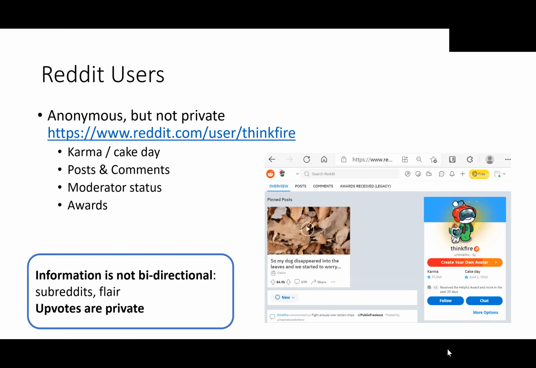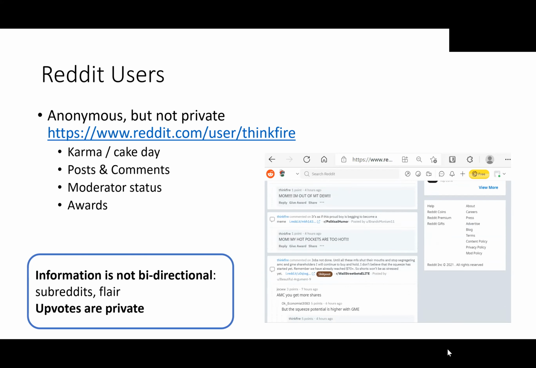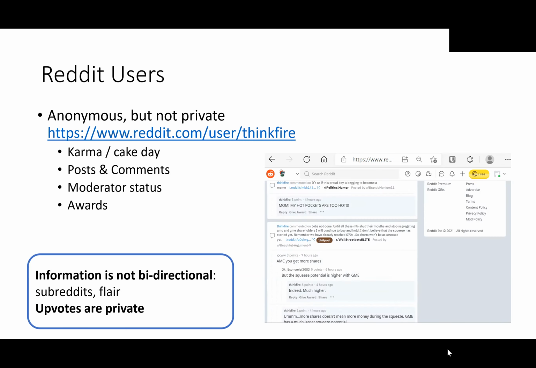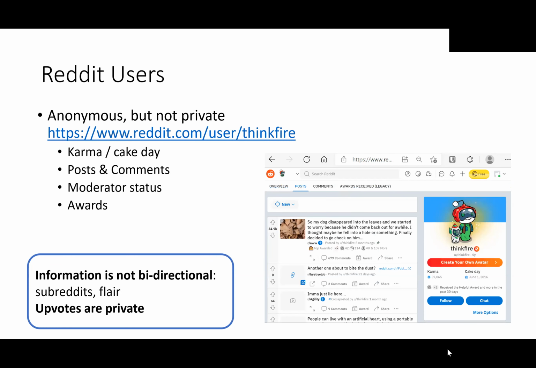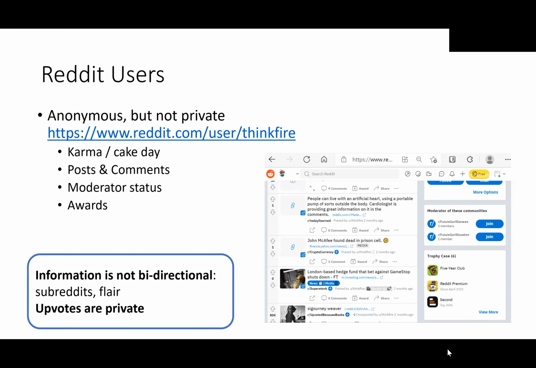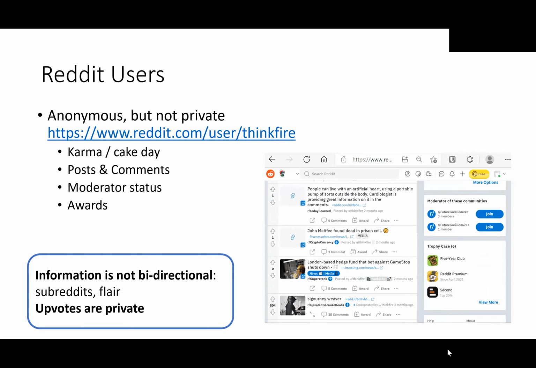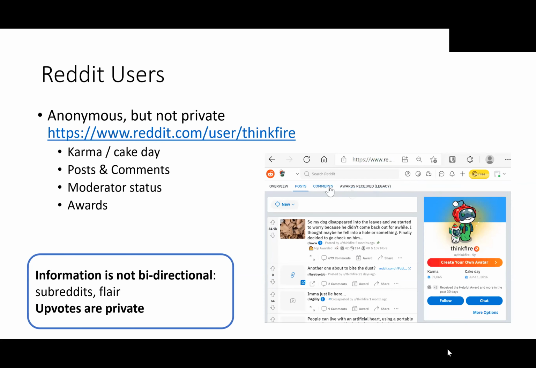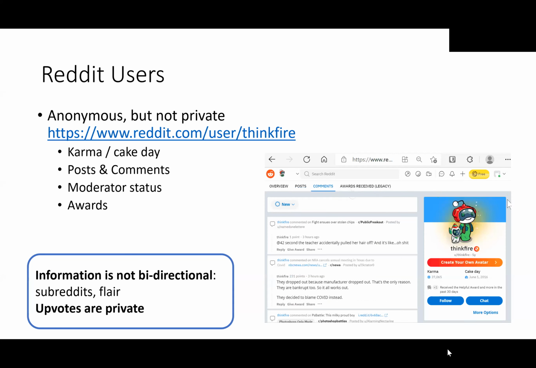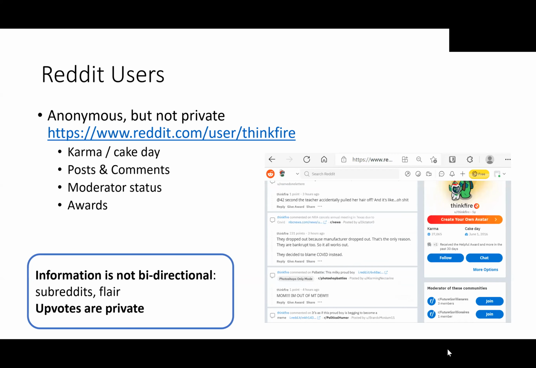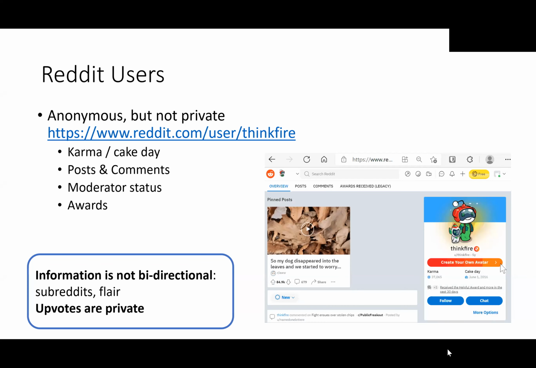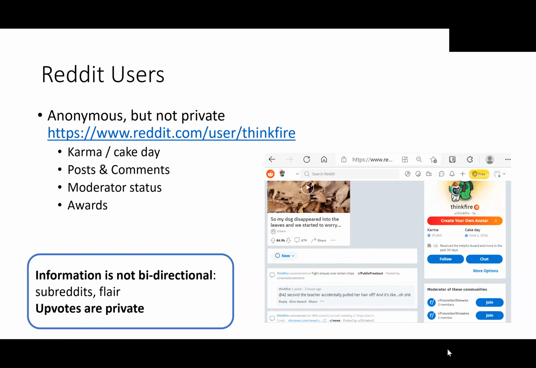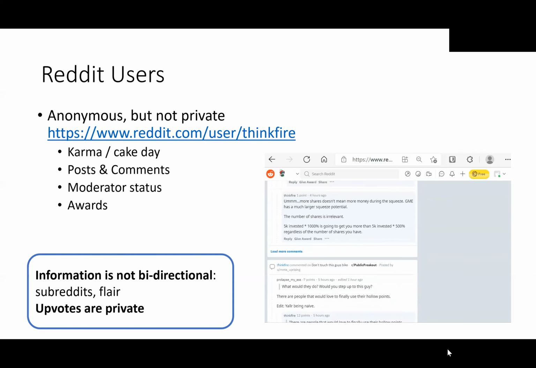Now, it's worth noting that even though all this information is on somebody's subreddit page, some of this information is not bidirectional. I think this gets at the idea of privacy. You can see information in one direction, but not the other. For example, I can't see what subreddits somebody is a part of, and I don't always see their flair. But if I go to where they've made comments on the subreddit and look at their comments, then I can find their flair.